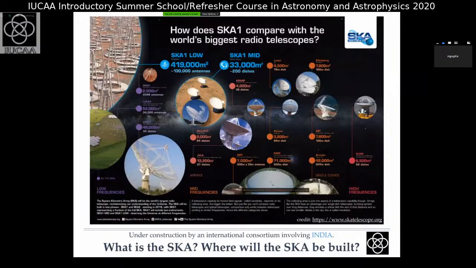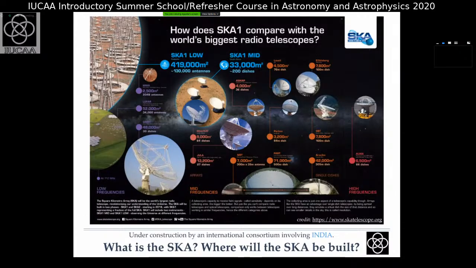But SKA will be built in 2 parts, right? One part will be called SKA Mid, which will cover higher frequencies, and another part will be SKA Low, which will cover lower frequencies up to 300 megahertz. And the lower frequency component will be built in Australia, using dipoles. You can see in the top left portion of the screen what they would look like, whereas the higher frequency component in South Africa would be built using dishes.